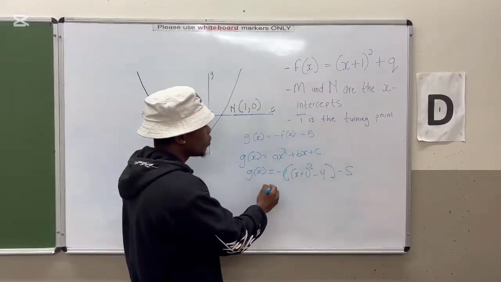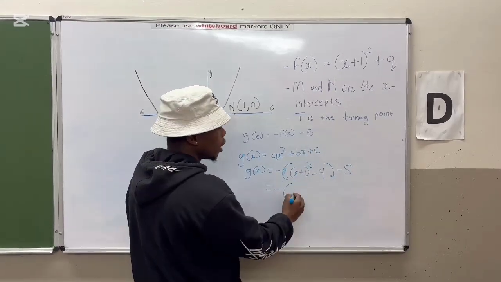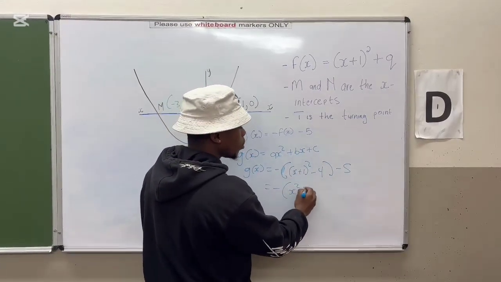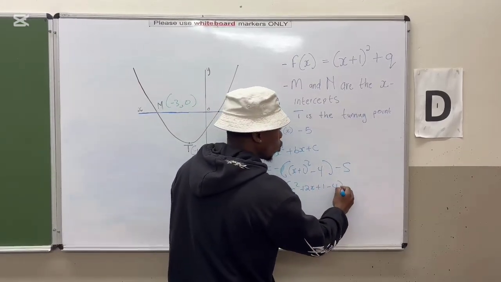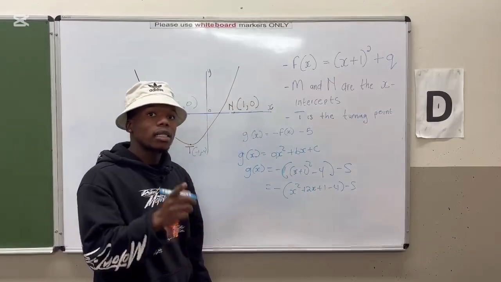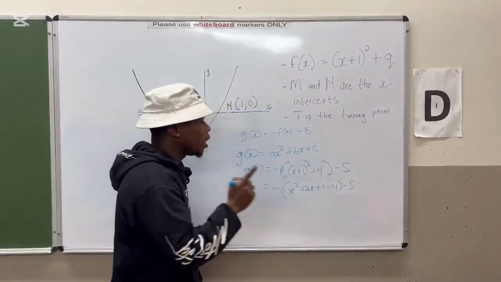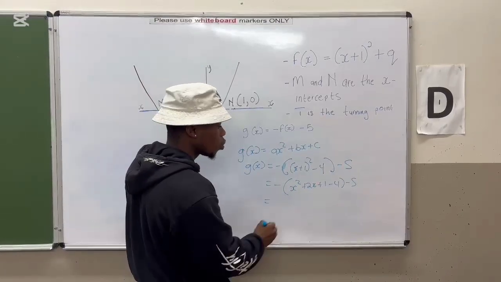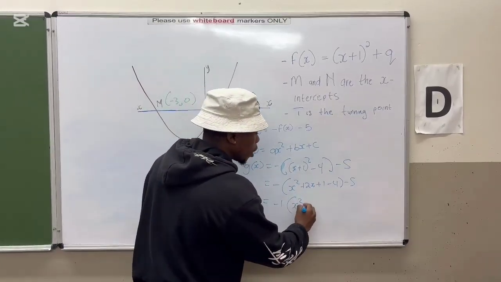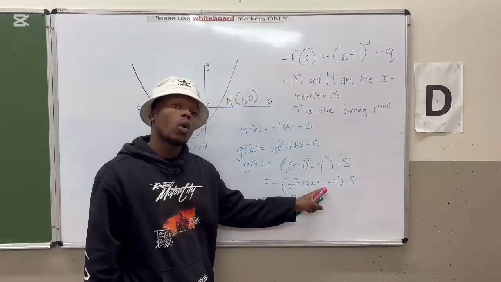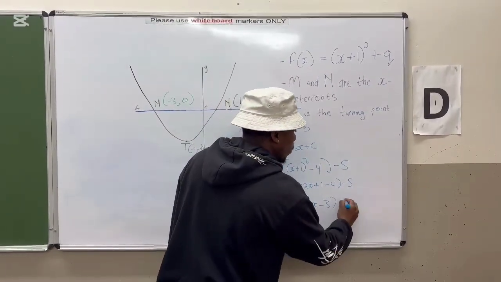Remember something, I have g of x is equal to minus open bracket. This will be x squared plus 2x plus 1 minus 4 minus 5. But I'm not done simplifying inside my bracket. Remember something, I still have like terms. In other words, I will have minus 1 multiplied by x squared plus 2x. What is 1 minus 4? 1 minus 4 is minus 3, close bracket, minus 5.